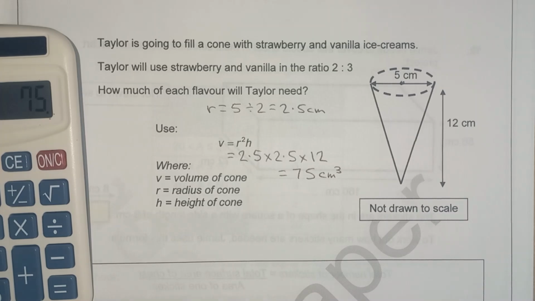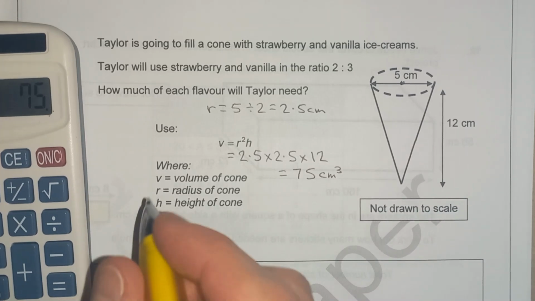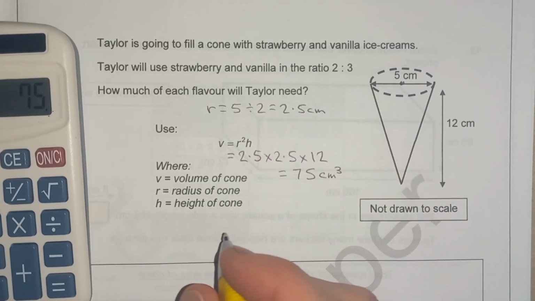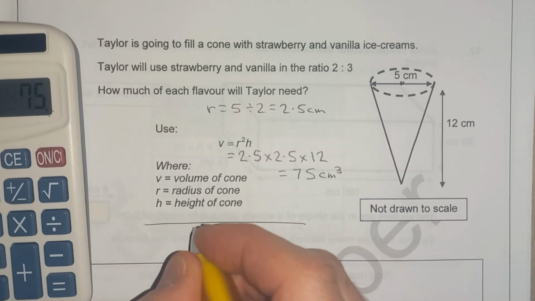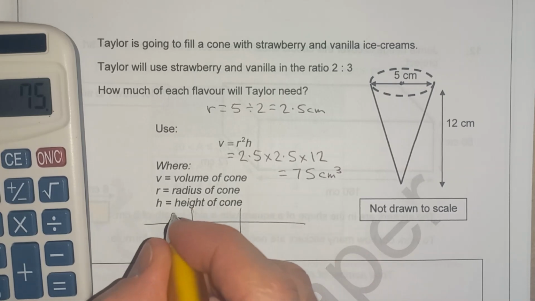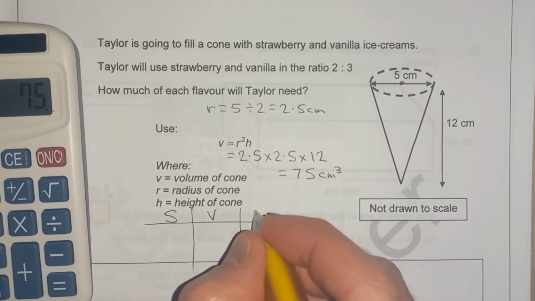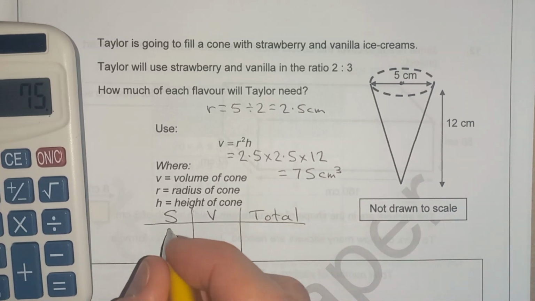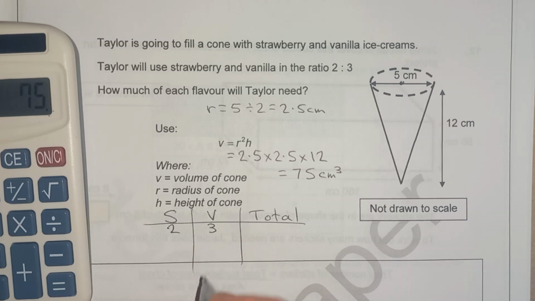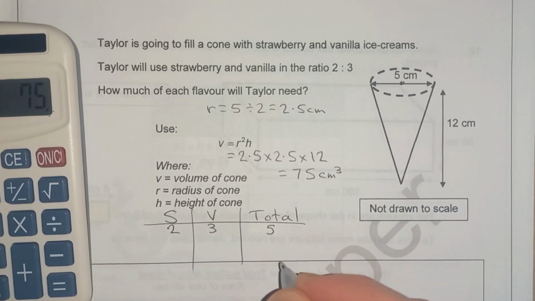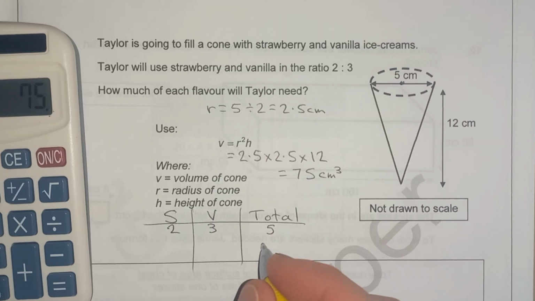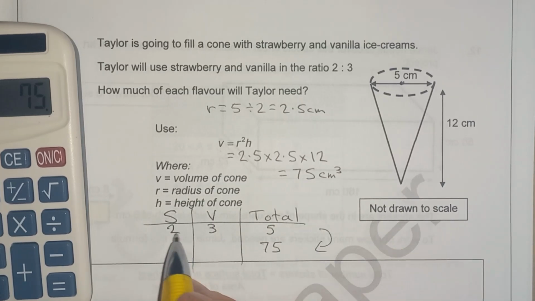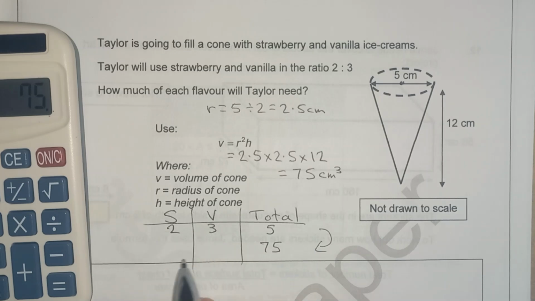Right, so now we've got to think of ratios. So I'm going to draw a quick ratio table here. We've got strawberry, we've got vanilla, and let's have a total column. Every time we've got 2 strawberry, we've got 3 vanilla. If that's all we had, 2 plus 3, we'd have a total of 5. But actually, we've got a total of 75. So how many lots of this row do we need to get down to this row?